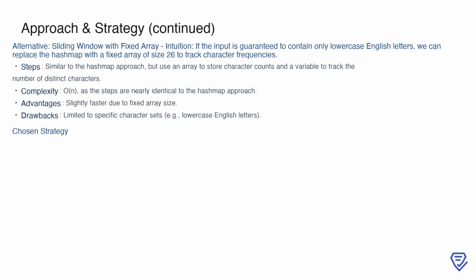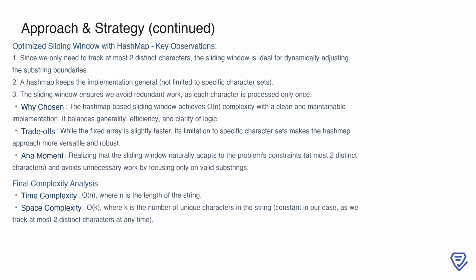The main advantage of this approach is its slightly faster performance due to the fixed size of the array. However, the drawback is that it is less general and only works with predefined character sets, such as lowercase English letters. For problems that require handling broader character sets, the hash map approach remains more versatile. The optimized sliding window with a hash map is ultimately the chosen strategy due to its balance of efficiency, generality, and clarity. By leveraging the sliding window technique, we dynamically adjust the substring boundaries to ensure that we always have at most two distinct characters, avoiding unnecessary computations.